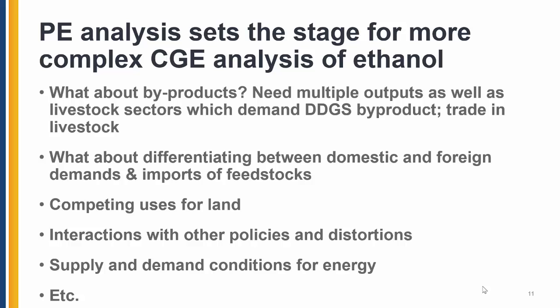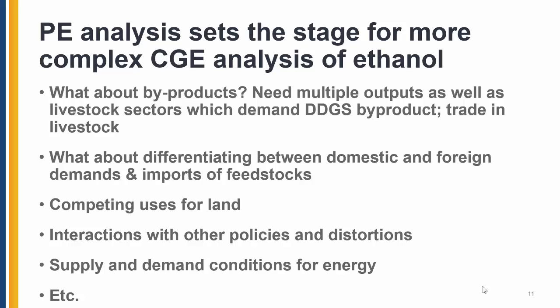There's also a question about domestic and foreign demands, how well they substitute, possible importation of feedstocks, and the competing uses for land. If more cropland is used for ethanol, where's that land going to come from? Will it come from forestry, which may have a very high emissions factor? There's the interaction with other policies and distortions, for example, agricultural policies, and supply and demand conditions in the energy sector. We need to think about how this interacts with the oil economy as well.